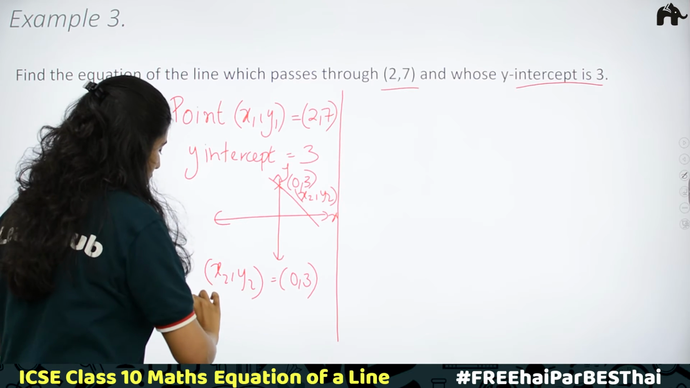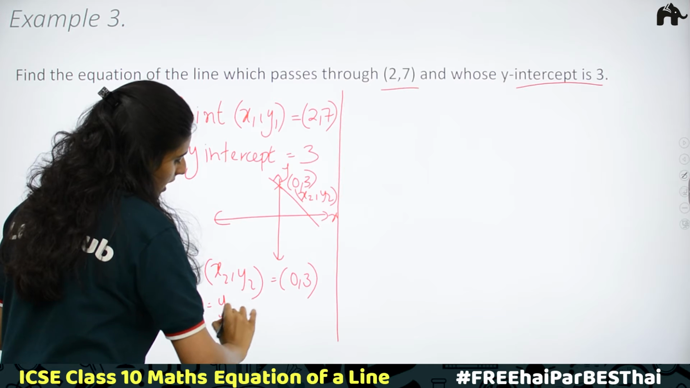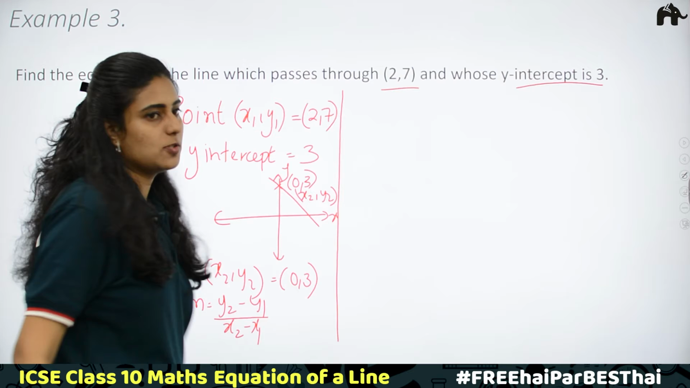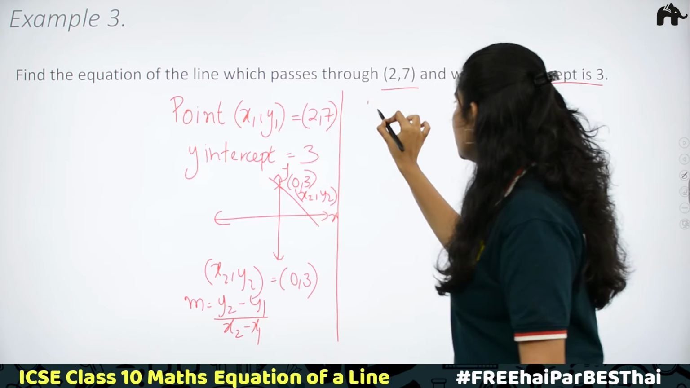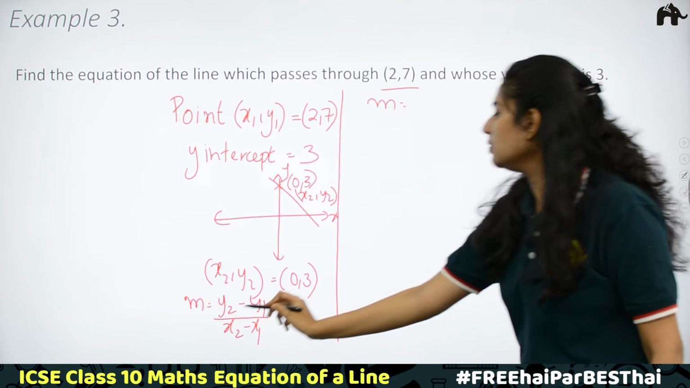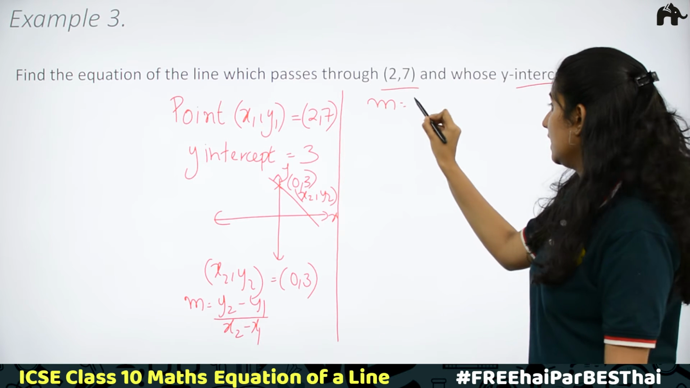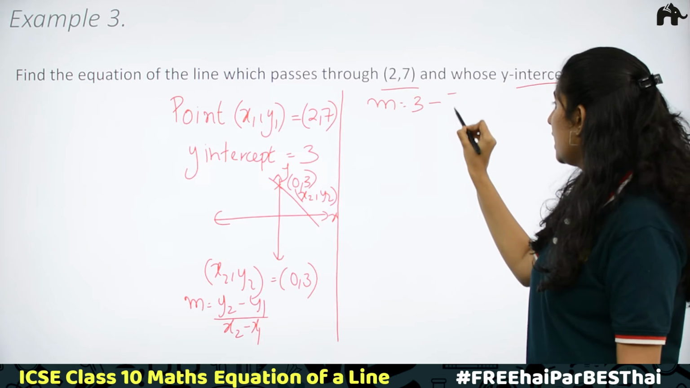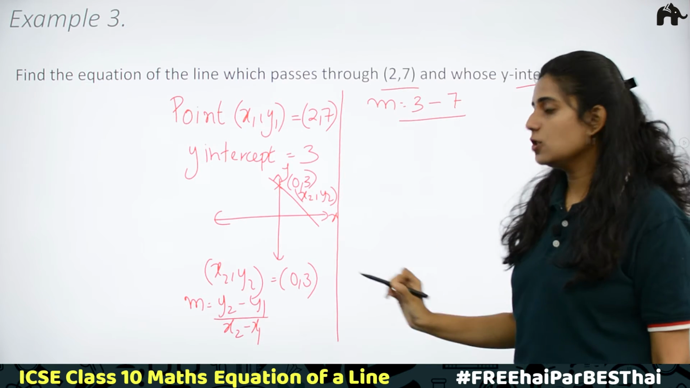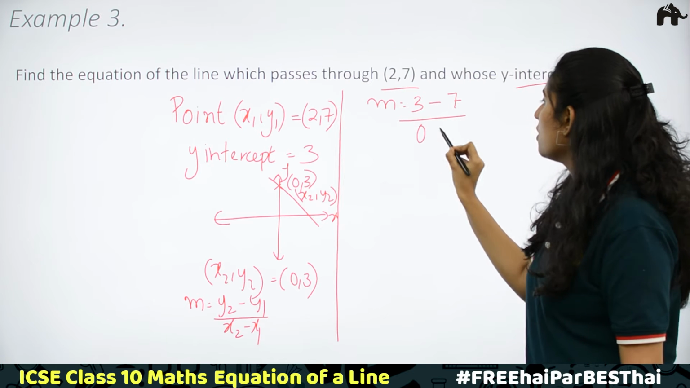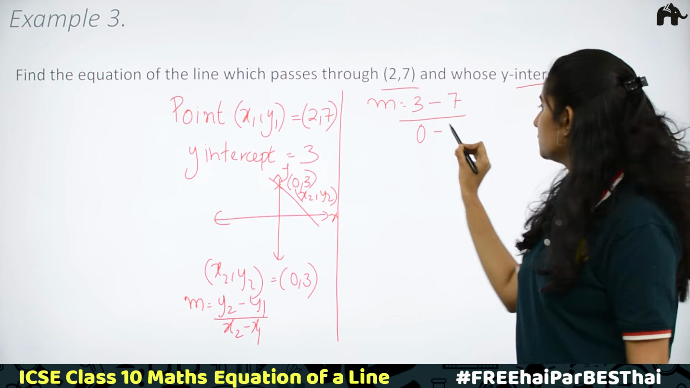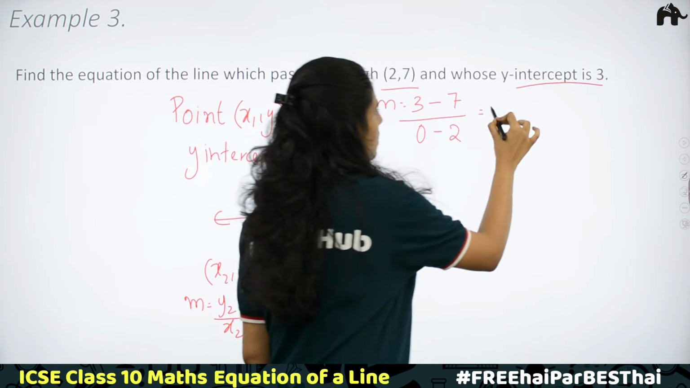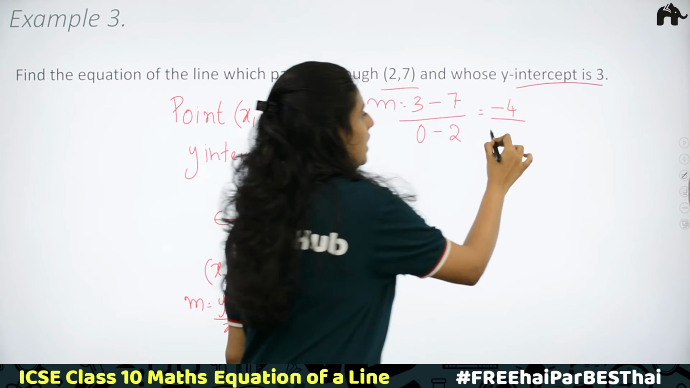Therefore, x2, y2 is equal to 0, 3. Now we have the formula for slope. m is equal to y2 minus y1 divided by x2 minus x1. Substitute the values. m is equal to, what is y2? y2 is equal to 3, minus y1, y1 is 7. 3 minus 7 divided by x2 minus x1, that is 0 minus x1, which is 2. Which is equal to 3 minus 7, minus 4, divided by 0 minus 2, which is minus 2.